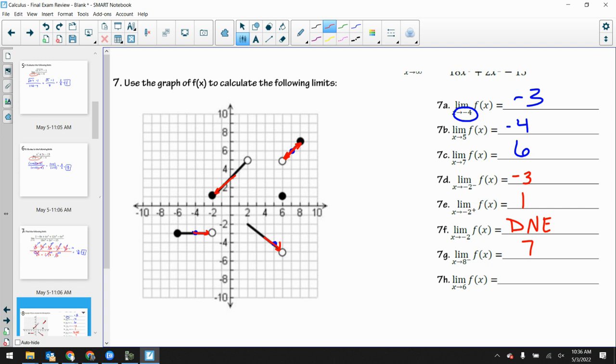But you might be thinking, well, wait a sec. What about that point right there? What about 6 comma 1? Doesn't matter. Remember, for it to exist, the left side must match the right side. And because it does not, then the limit does not exist. It doesn't matter what's happening at that point. It only matters what's happening around that point.